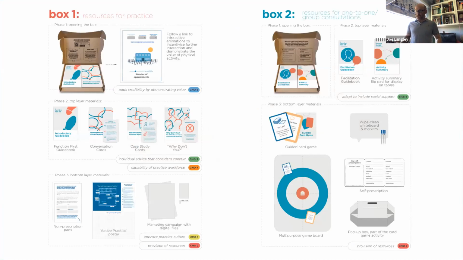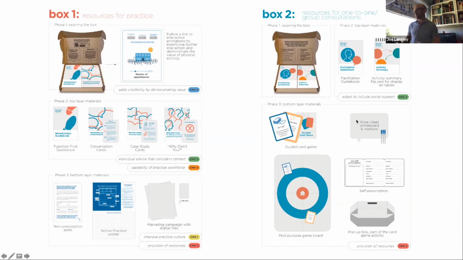The 2 boxes really distilled down to a set of resources for the primary care practices and a set of resources for working with patients with long-term conditions in one-to-one or group consultations. And this first box was all about how the practice itself could change its culture, its understanding and its knowledge, and then support more active environments within the practice for its staff and its patients.